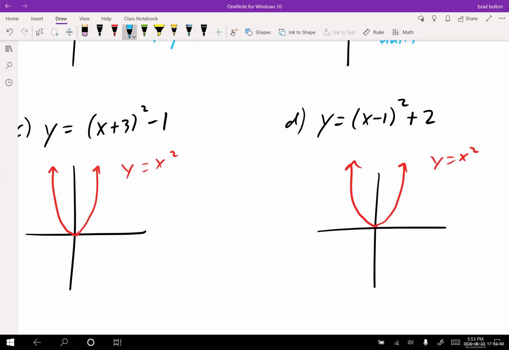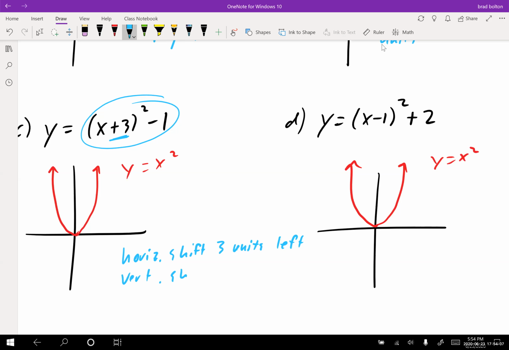Okay, so now we're going to do the same thing. This is our guide function. Now this one has a horizontal and a vertical shift. So we're going to say that this has a horizontal shift, 3 units left, right? Because it's a +3, we go to the left direction. If it was a -3, we go to the right direction, okay? And a vertical shift of -1 unit or 1 unit downward.